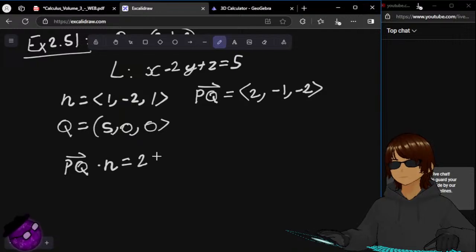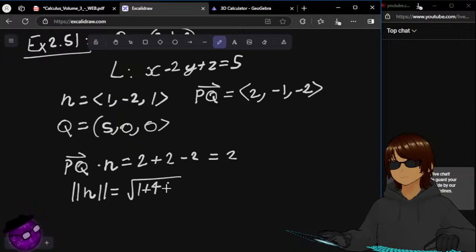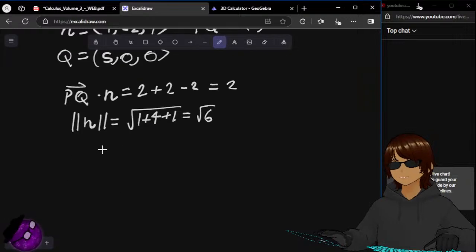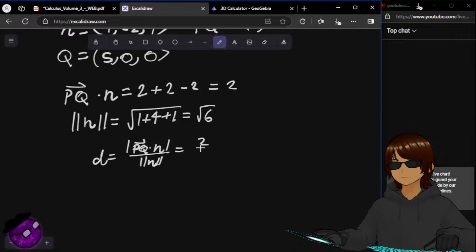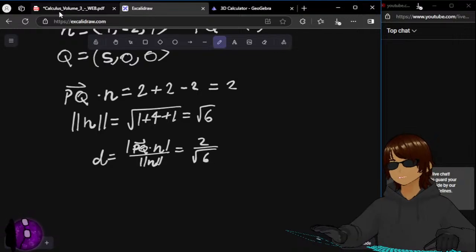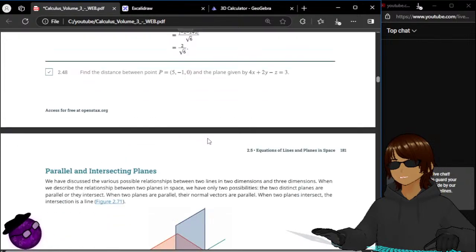1 times 2 plus minus 2 times 1 is 2, and then minus 2, which is just 2. And then the magnitude of N, 1 plus 4 plus 1, root 6. And then lastly, we get 2 over root 6.